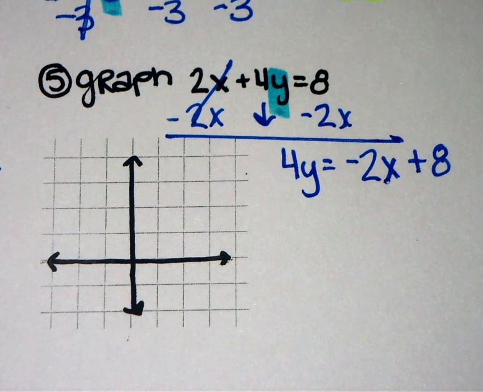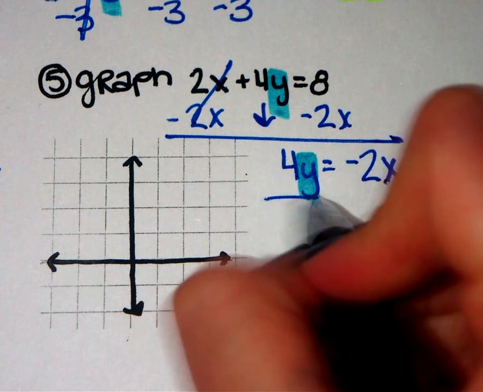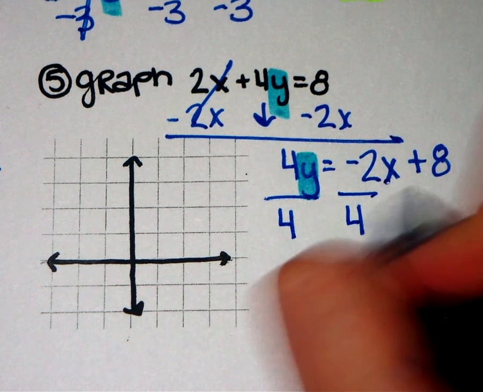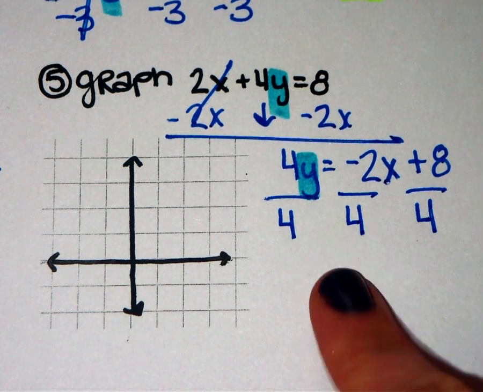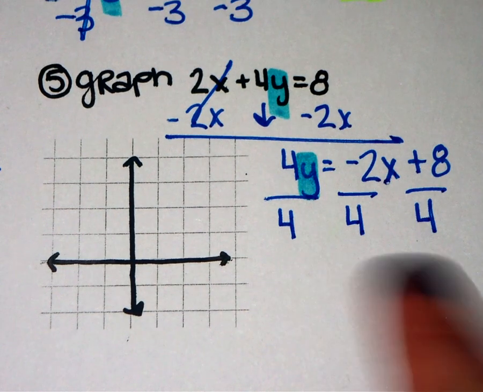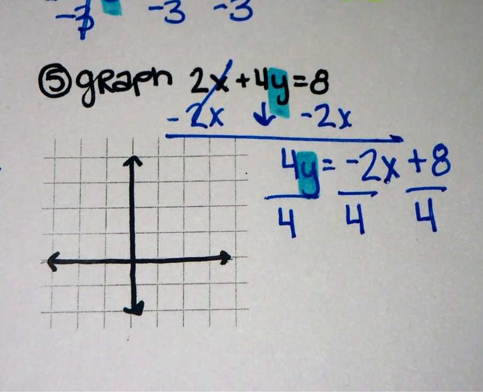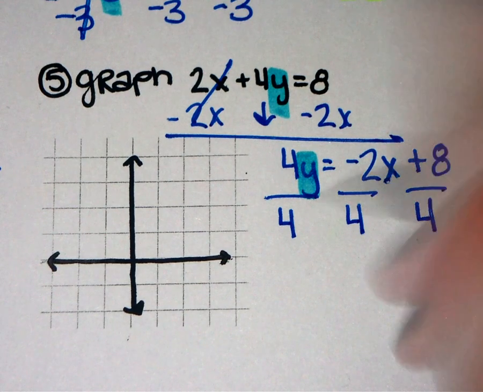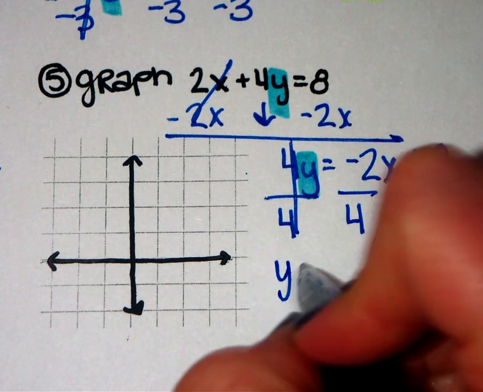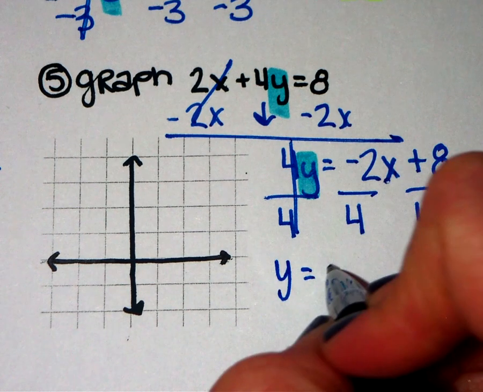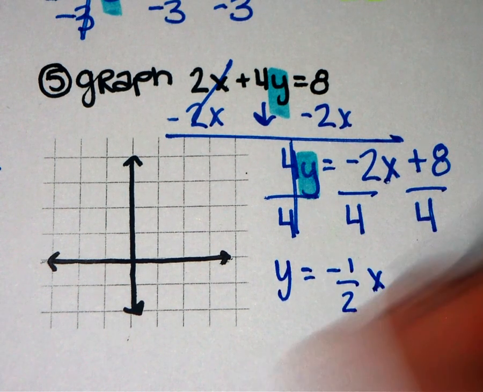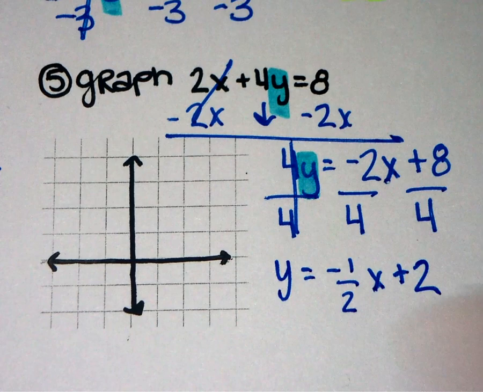Now again, my y value is still not isolated, so I've got to divide everything by 4. To help me and make sure that I'm doing everything correctly, I'm going to write divided by 4 3 times. It takes hardly any extra time to just add an extra division symbol. It makes it easier so your brain thinks, okay, I have to divide everything by 4. So the 4's cancel. I get y equals -2 divided by 4 is -1/2 x. 8 divided by 4 is 2.